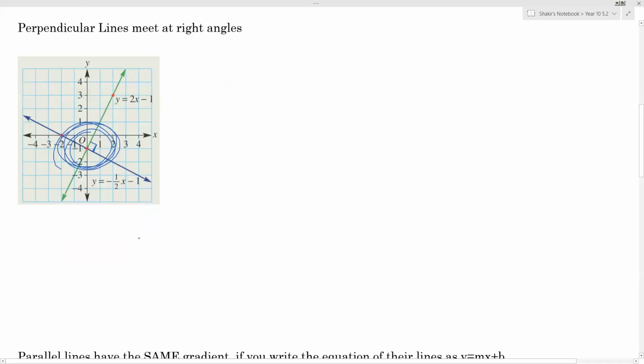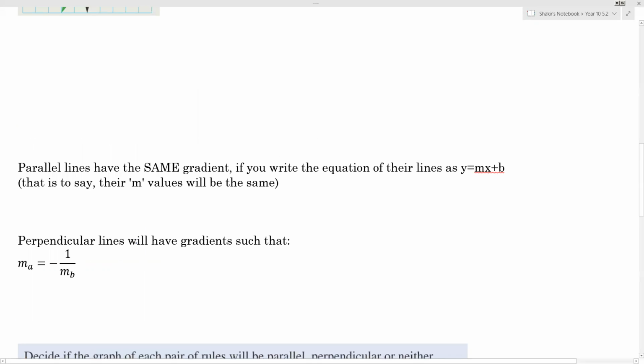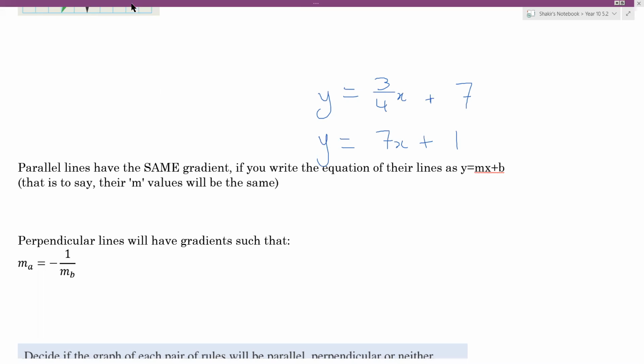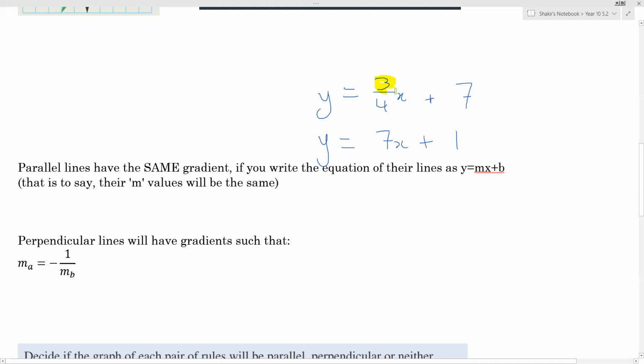Okay, moving on. Now, when we say parallel lines have the same gradient, what we mean is if you write the equation of the line in y is equal to mx plus b format, so if you have y is equal to 3 over 4x plus 7, say, and you have another line, which is y is equal to 7x plus 1. These two lines are not parallel because the m tells you the gradient of a line, and these have different values.